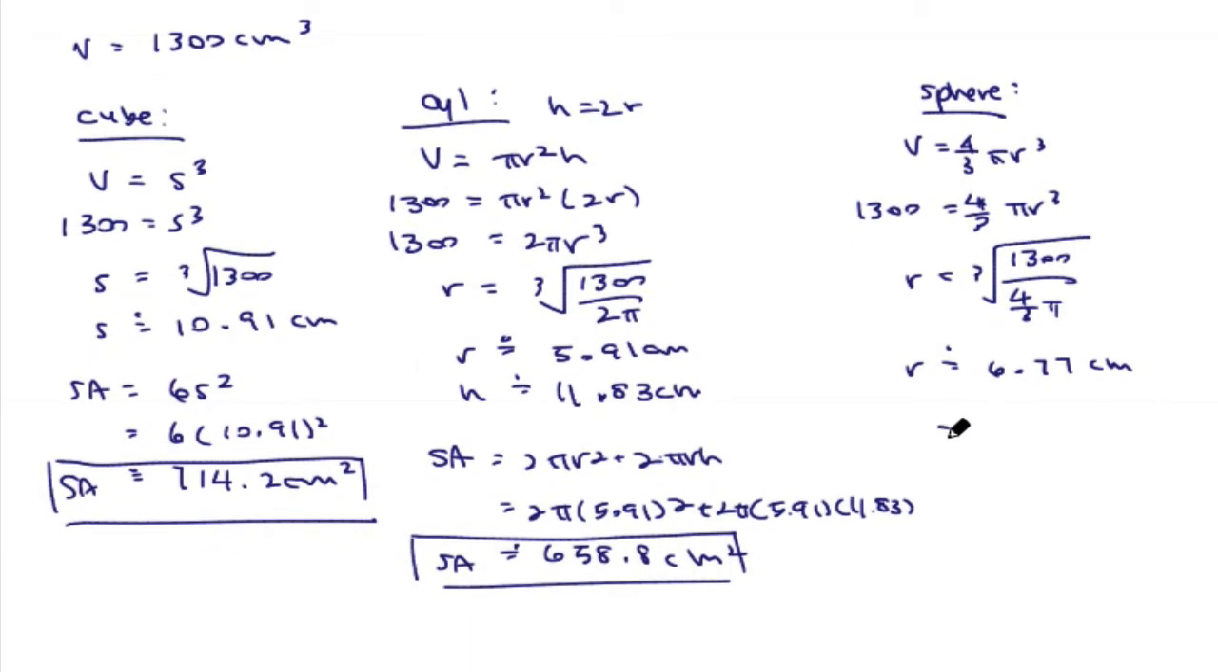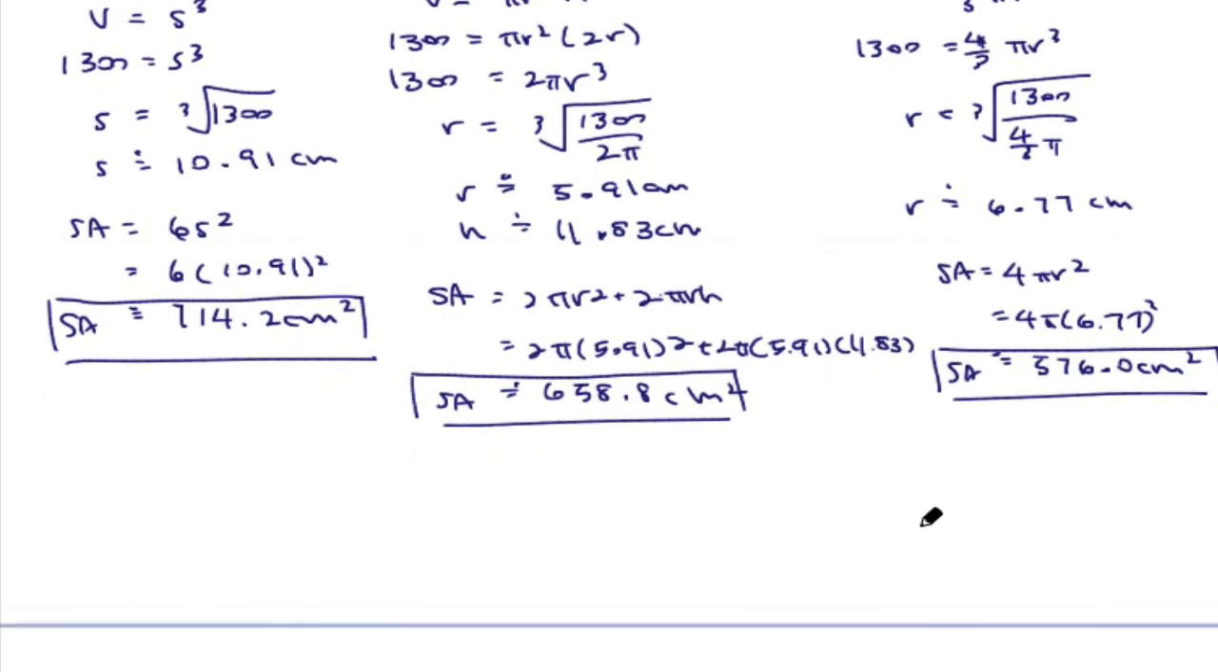Okay, so now let's look for the surface area of our sphere. Surface area is given by 4 pi r squared. So let's plug in the radius we got, and we get surface area to be approximately 576.0.